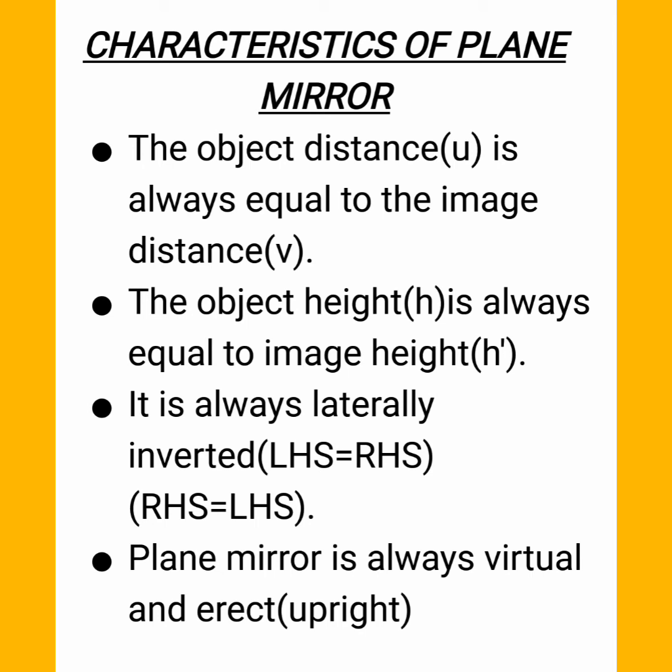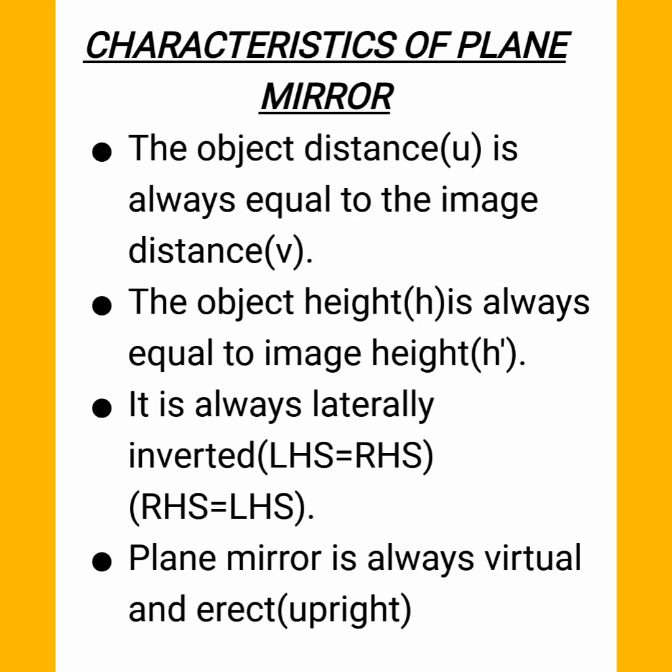The third point says that it is always laterally inverted. First of all, what is meant by laterally inverted? If I am doing something on the left hand side, in the mirror, by the reflection, my image will show that I am doing something on the right hand side. And if I am doing something on the right hand side, the image will show that I am doing it on the left hand side. So this plane mirror is always like that. It is always laterally inverted. The third point is it is always laterally inverted.